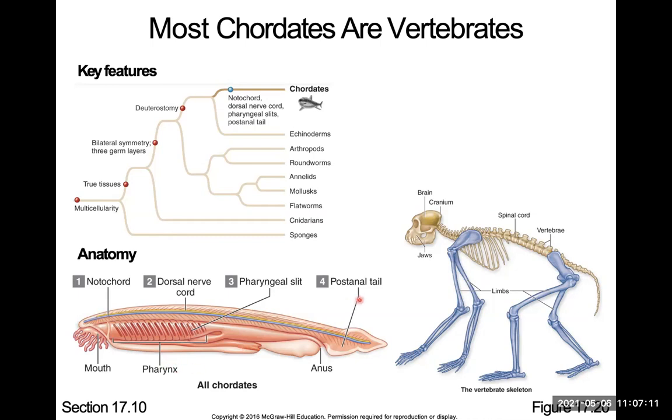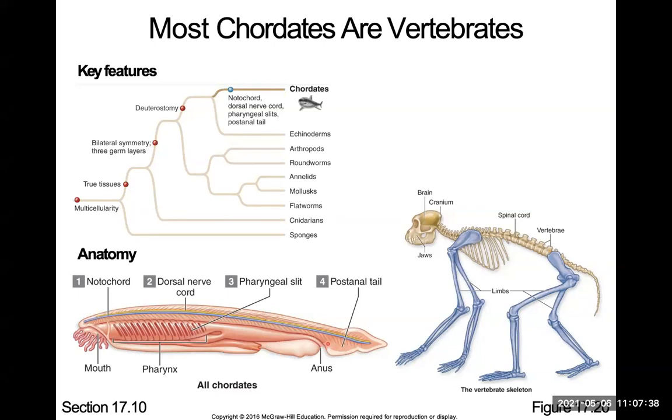And then there's the post-anal tail. This is very interesting because there's a tail after the anus. If it was a worm, then the anus would be at the tip, but here the tail is extending post-anus. So the tail is after the anus. So that's very interesting. Those are the 4 main characteristics.